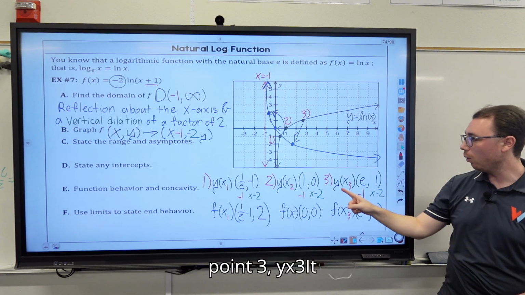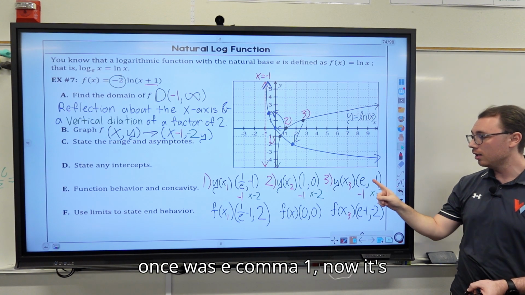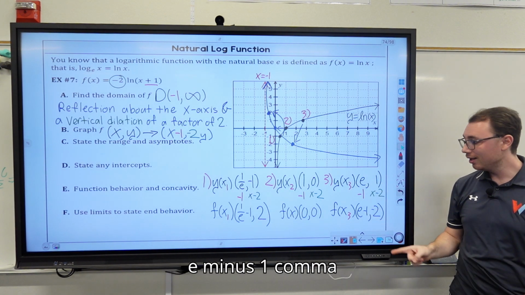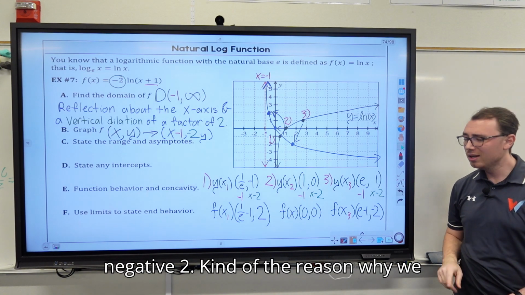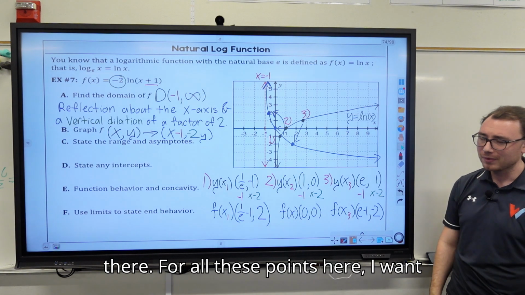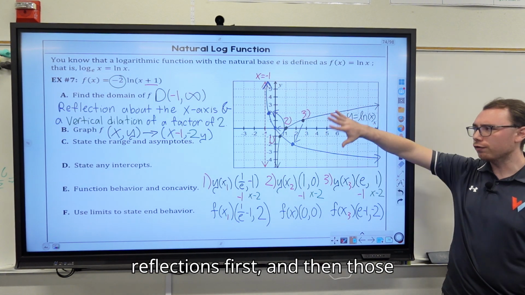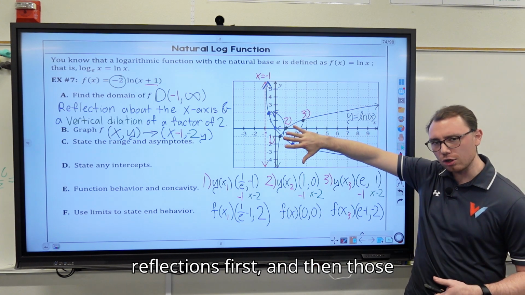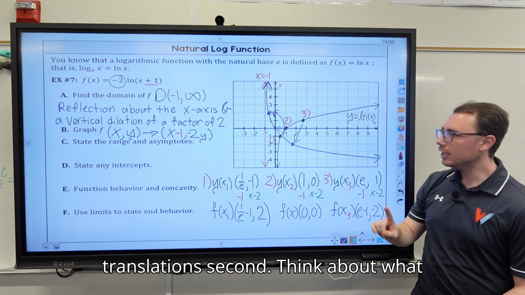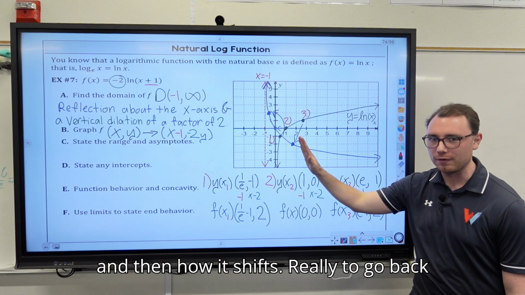For point 3, it once was e comma 1. Now it's e minus 1 comma negative 2. The reason why we skip point 2 is it doesn't really change. It has that vertical translation there. For all these points here, I want you to feel comfortable to do those reflections first and then those translations second. Think about what happens to the y values for this graph and then how it shifts.